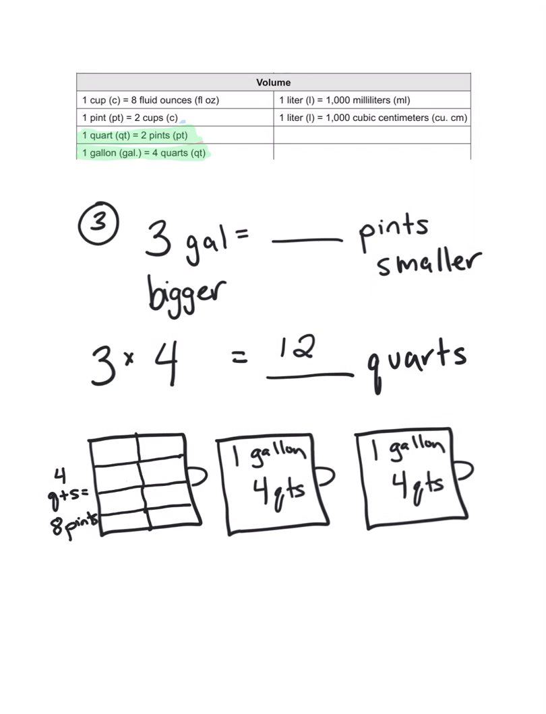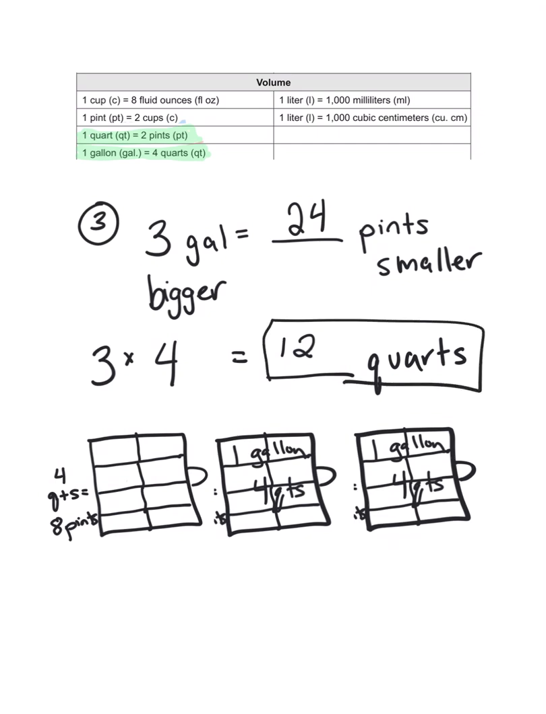So let's see. Now I've figured out that each of my gallons has 8 pints in it. 8 times 3 gallons will give me 24 pints. Or the other way I could do it is take my 12 quarts, multiply it times the 2 pints in each quart for a total of 24 pints. Either way, I've got 24 pints.